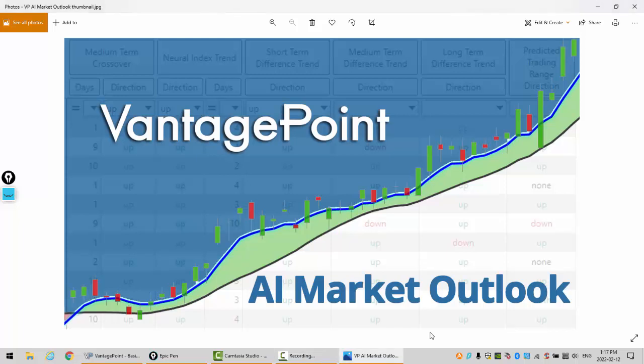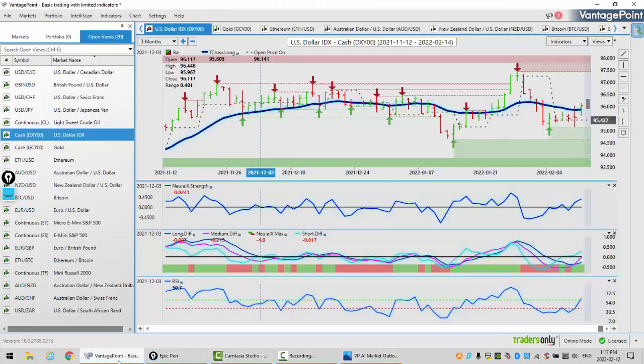My name is Greg Furman, and this is the VantagePoint AI Market Outlook for the week of February the 14th, 2022. Now, to get started this week, we do have quite a bit to cover, a lot of activity in the market this week. So we'll begin with the US dollar index, but first let's look at the indicators we're using this week.